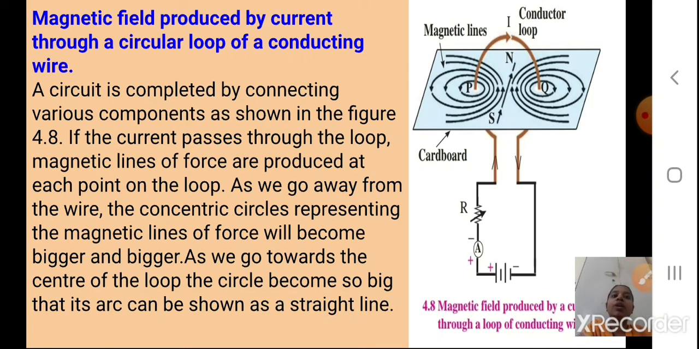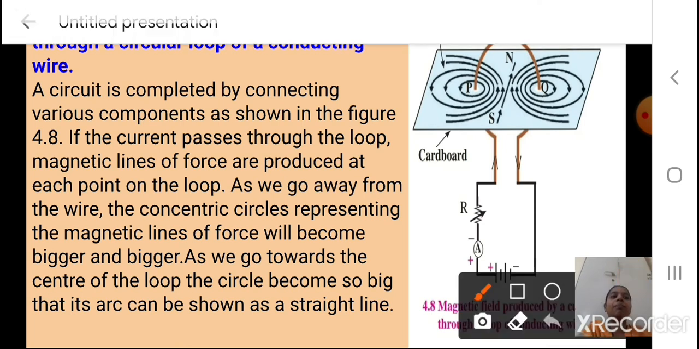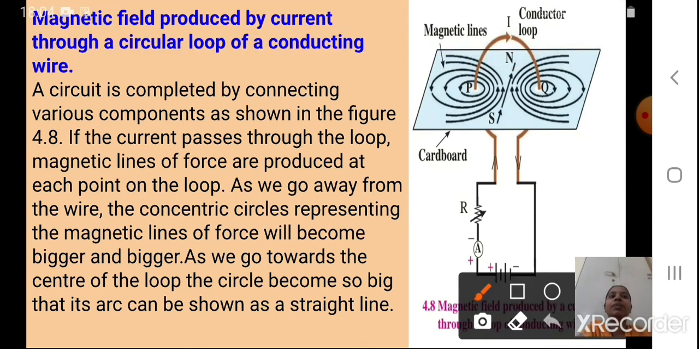Okay, as we go away from the wire, what will happen? The concentric circles representing the magnetic lines of force will become bigger and bigger. Can you see the size? First the small circle is there, then the next bigger circle, then bigger still. They will go on increasing in size.